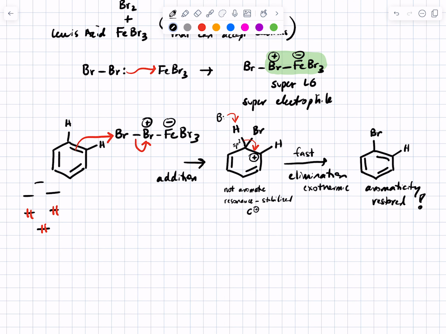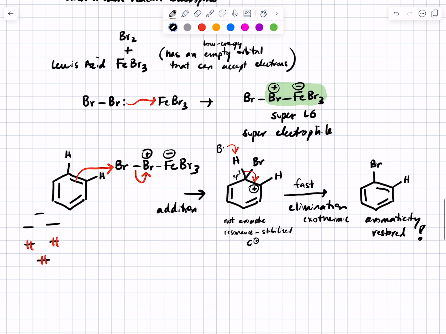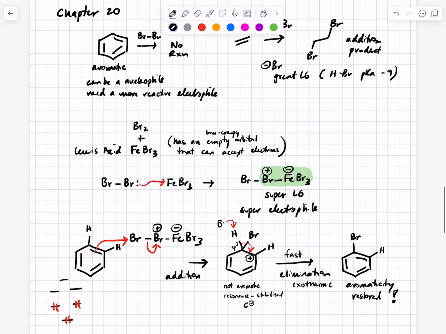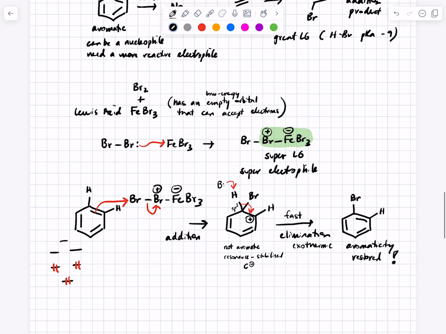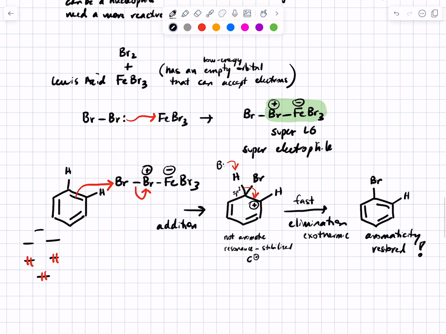And so what we've done, we told you that alkenes with electrophiles do addition reactions. Benzene and aromatic molecules don't do addition reactions. They do overall substitution reactions. There's an addition step, and then there's an elimination step. Overall, watch what this does. We swap out the hydrogen for the bromine.